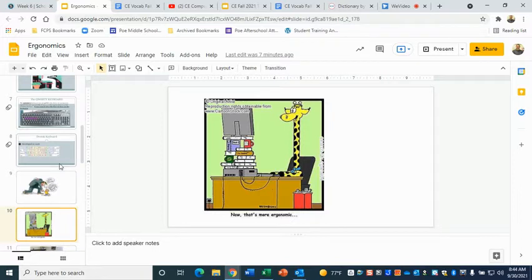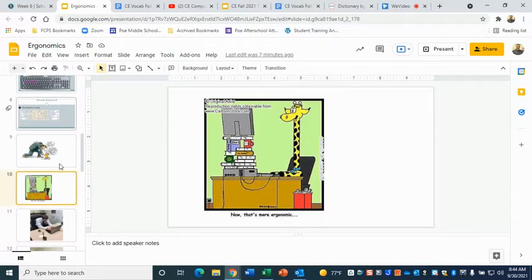And look at this one. The giraffe has a tall neck. So the giraffe decided to put a bunch of books and coffee mugs underneath the monitor to raise it up high. And now the giraffe says, now that's more ergonomic.